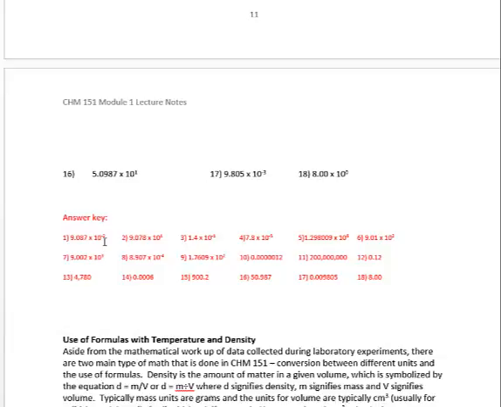9.087 times 10 to the minus 2, 9.078 times 10 to the 1, 1.4 times 10 to the minus 1, 7.8 times 10 to the minus 5th, 1.298009 times 10 to the 6th, 9.01 times 10 to the 2nd, 9.002 times 10 to the 3rd, 8.907 times 10 to the minus 4th, 1.7609 times 10 to the 2nd.